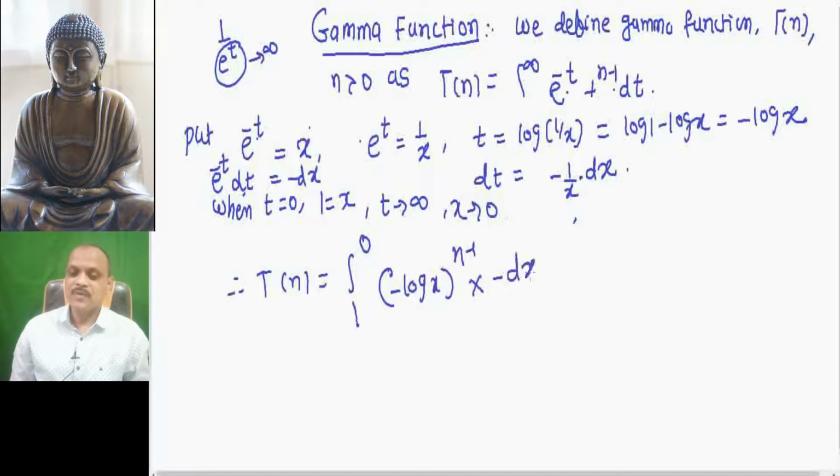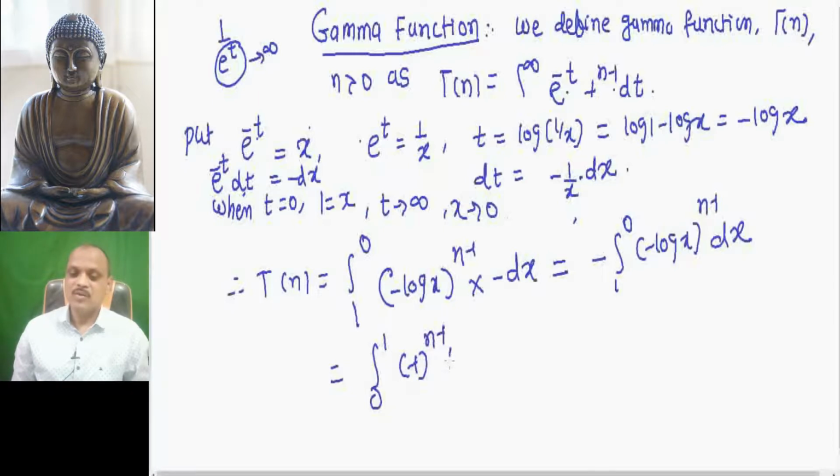Okay, we write this as minus integration 1 to 0 of (minus log of x) raised to n minus 1 into dx. Now changing the limit, when we interchange the lower and upper limits, the sign will be changed, and this will be integration 0 to 1. We write this as (minus 1) raised to n minus 1 into (log of x) whole raised to n minus 1 into dx, equal to (minus 1) raised to n minus 1 integration 0 to 1.